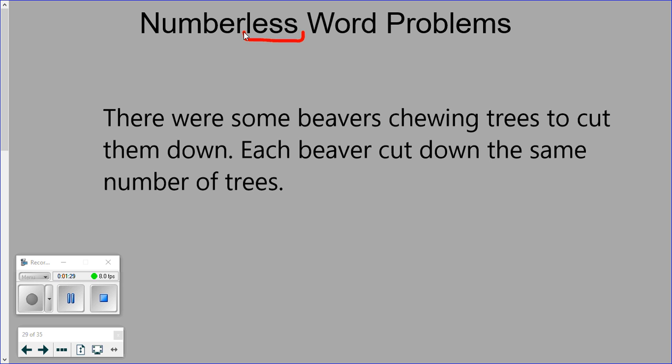So here is our word problem. It says there were some beavers chewing trees to cut them down. Each beaver cut down the same number of trees. I'm going to read that to you one more time, and I want you to make that mini movie of what's happening in this problem in your head, because it's just a story. There were some beavers chewing trees to cut them down. Each beaver cut down the same number of trees.